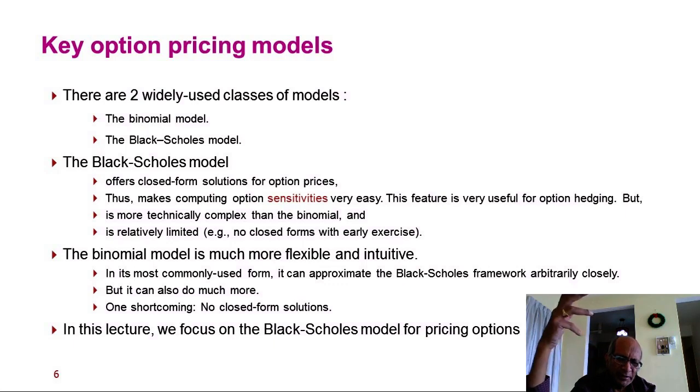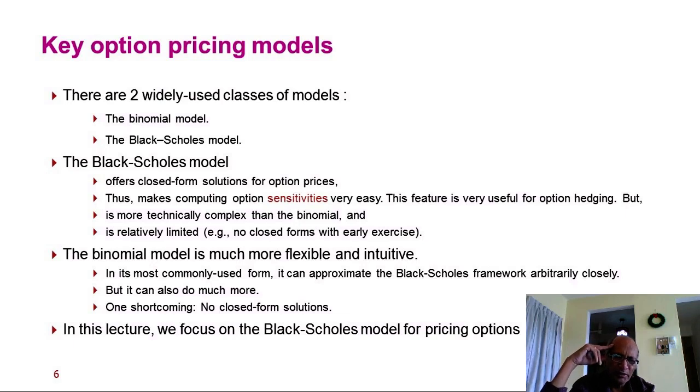It's relatively limited, with no closed forms for early exercise. Therefore, we are not going to consider American options at all here. American options cannot be estimated here because the strike price may not have a proper time value, because anytime you can exercise it. Early exercise is possible in an American option. So we do not consider American options in the Black-Scholes model.